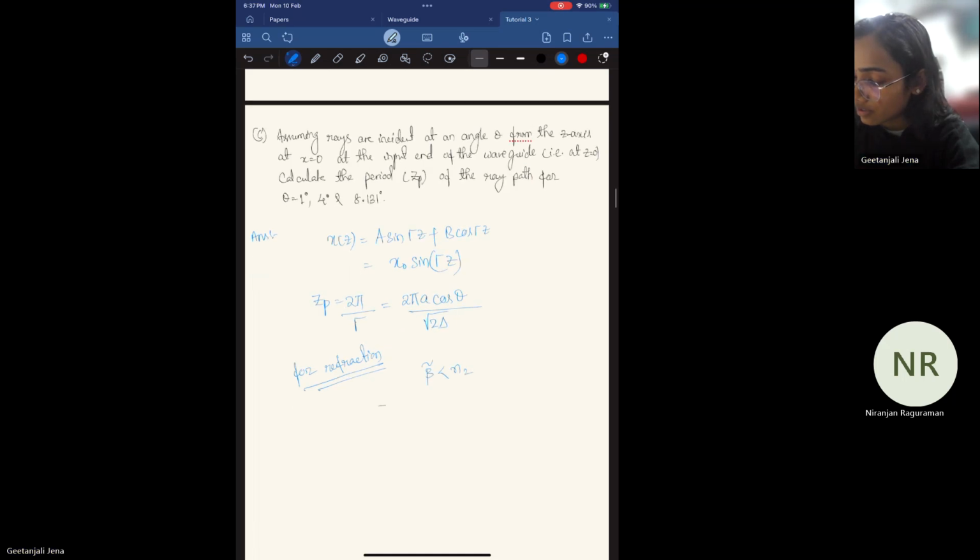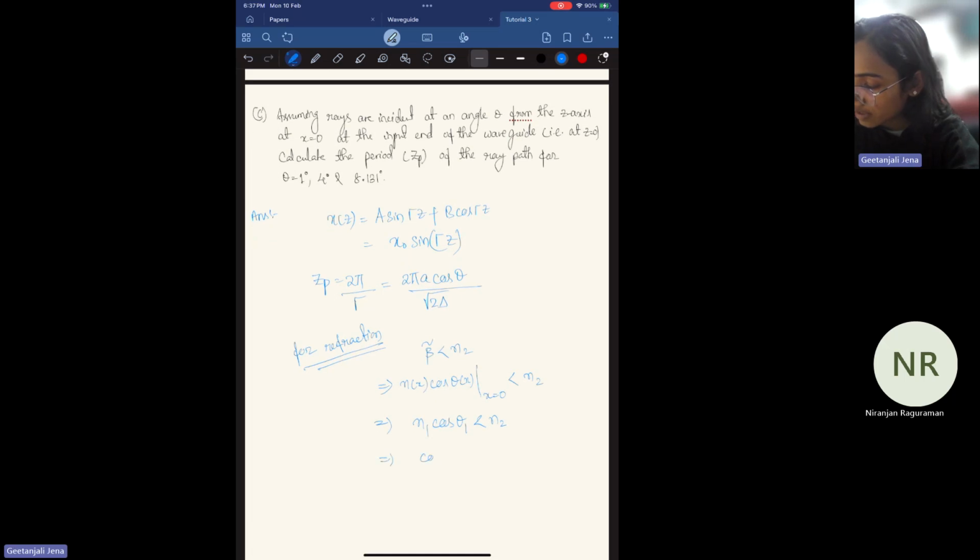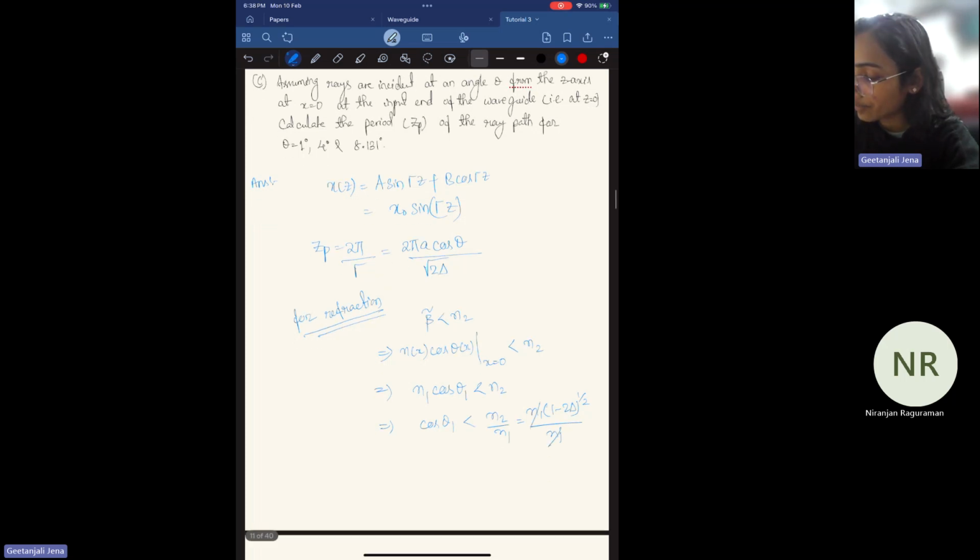So that means n(x) cos theta x at x equal to 0 is less than n2. So n(x) at x equal to 0 is n1, and this is cos theta, let's say theta 1, less than n2. So that means cos theta 1 is less than n2 by n1. And n2 is n1 times (1 minus 2 delta) to the power half, and this is n1. So this will cancel. No need to find out what is n2 here.